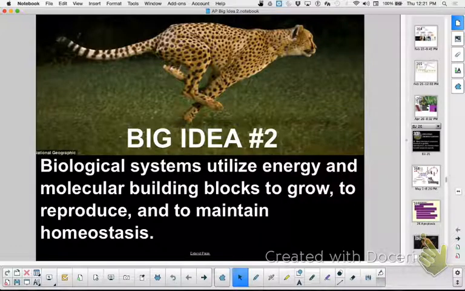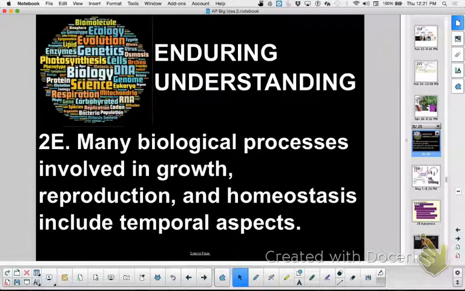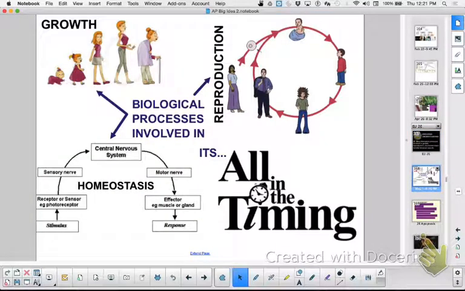And we are on the last part of Big Idea 2, that biological systems utilize energy and molecular building blocks to grow, to reproduce, and to maintain homeostasis. And we are on 2E, the last one, that many biological processes involved in growth, reproduction, and homeostasis include temporal aspects. What does temporal mean? Has something to do with what? Time, yeah. It's all in the timing.